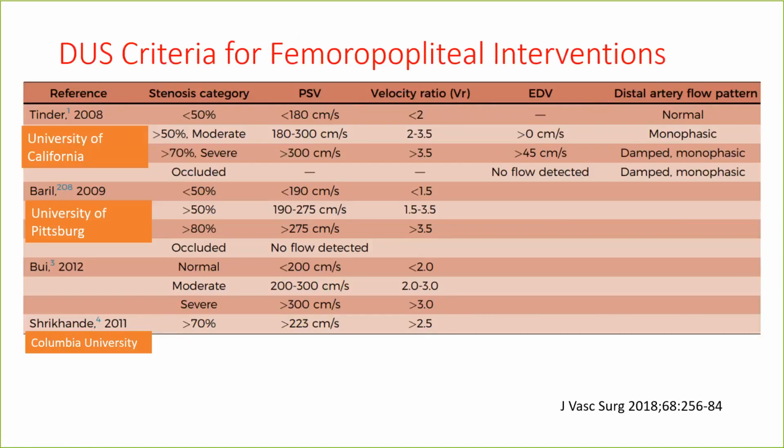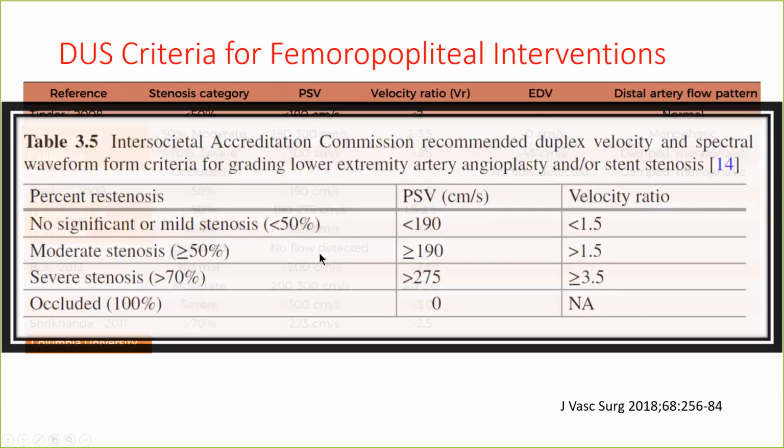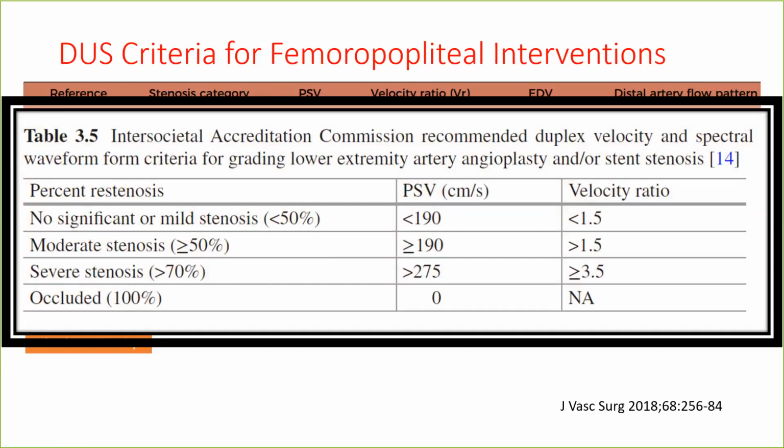These are several duplex ultrasound criteria that have been published so far by various institutions for surveillance evaluation after femoropopliteal interventions. The one that probably most stands out, the one that we have discussed, is the UPMC criteria. Interestingly, the IAC, which accredits vascular labs across the United States, has accepted the UPMC criteria and in general recommends this criteria to be used to assess post-stenting duplex ultrasound evaluations for femoropopliteal stents.